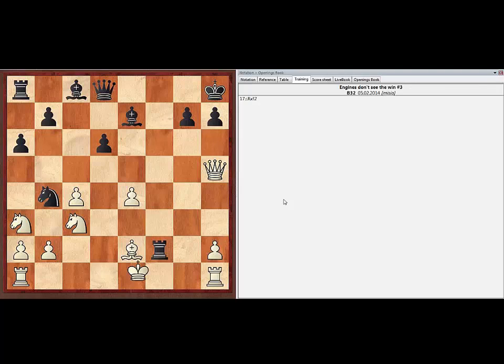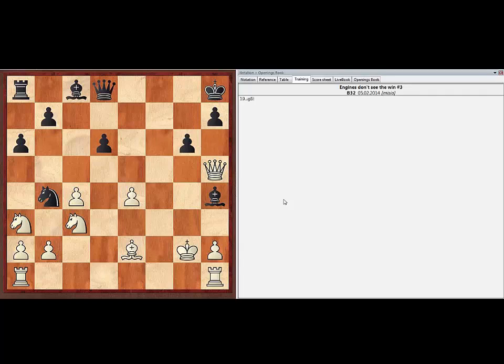Believe it or not, white is lost here. White is a rook up, and almost all of his pieces are developed, but white is lost. And the line goes like this: bishop h4, king goes to g2. It looks quite safe there.